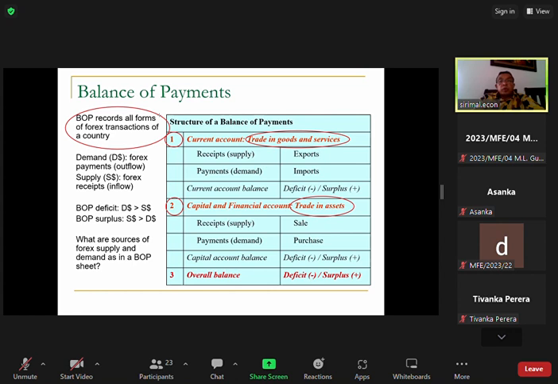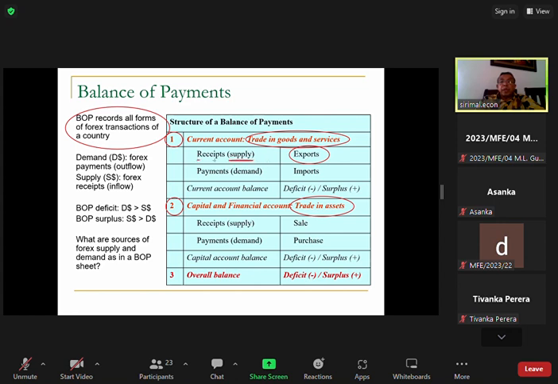When we do exports of tea, rubber, coconuts, garments, or exports of services such as banking, insurance, trade, healthcare, education, tourism, all these things, they are the supply sources of foreign exchange.